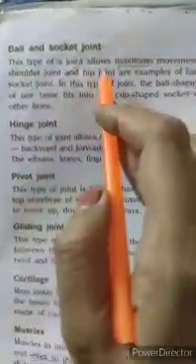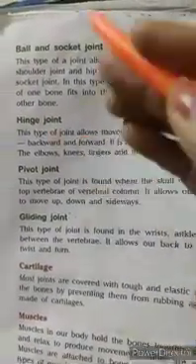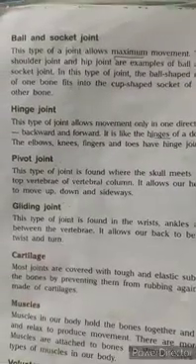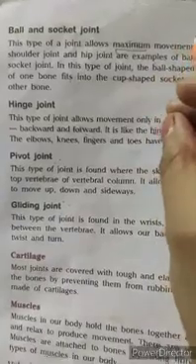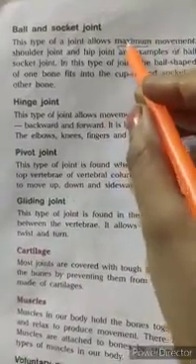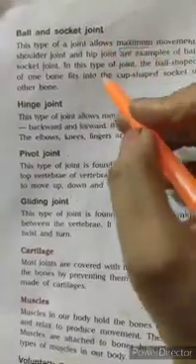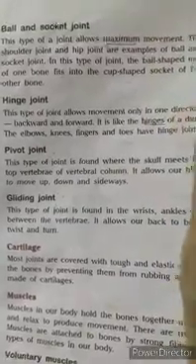This type of joint allows maximum movement. Maximum movement means we can move it clockwise as well as anti-clockwise. This is where, or you can say at which places, this type of joint is found in our body: those body parts we can move maximally compared to other body parts.